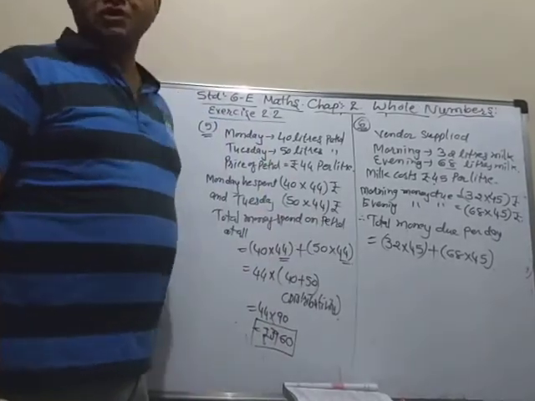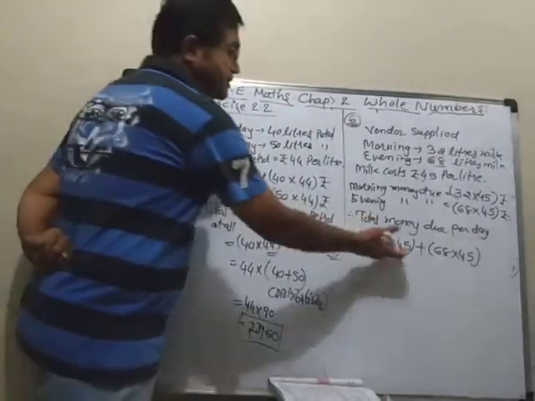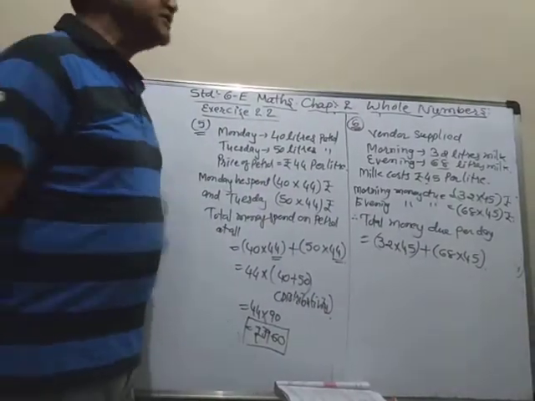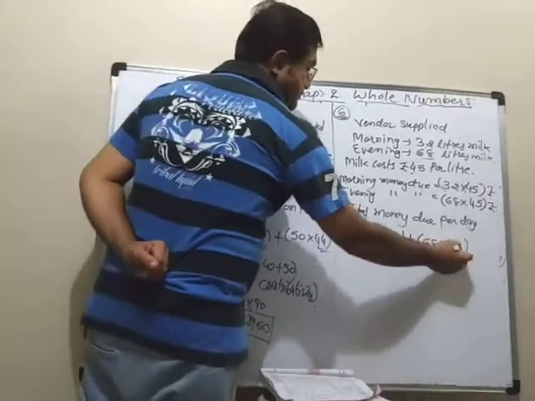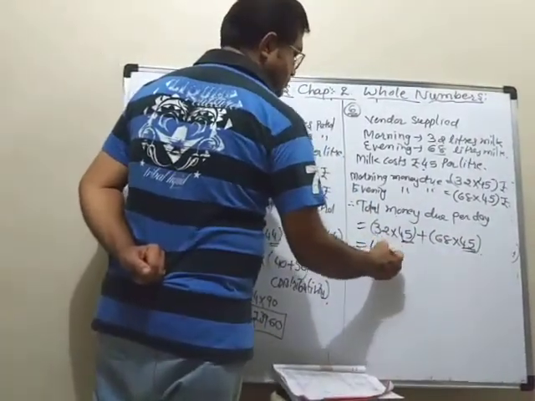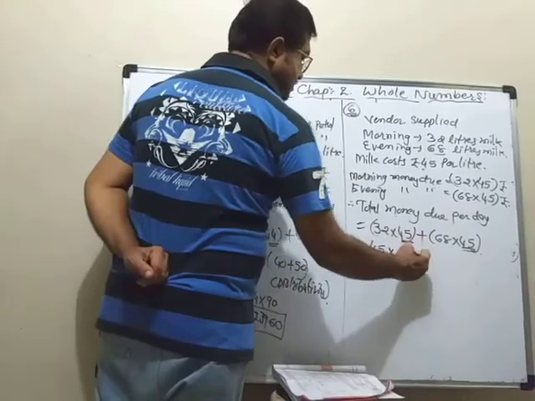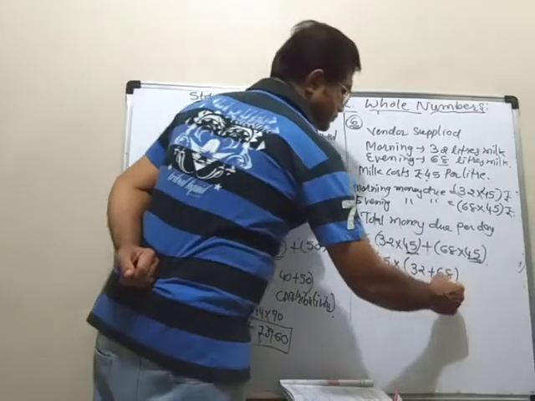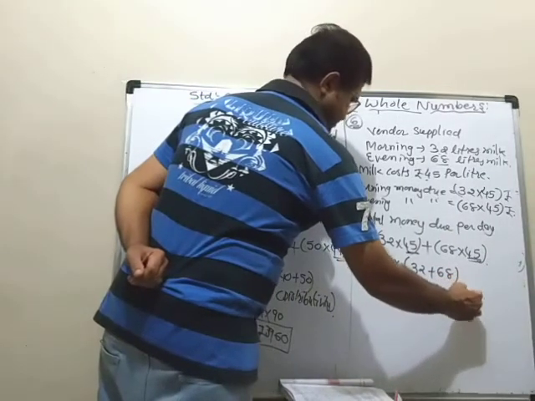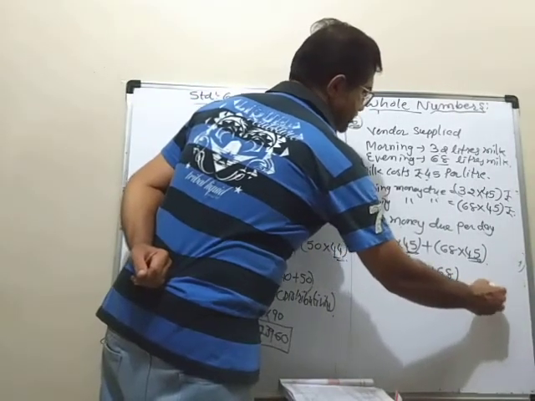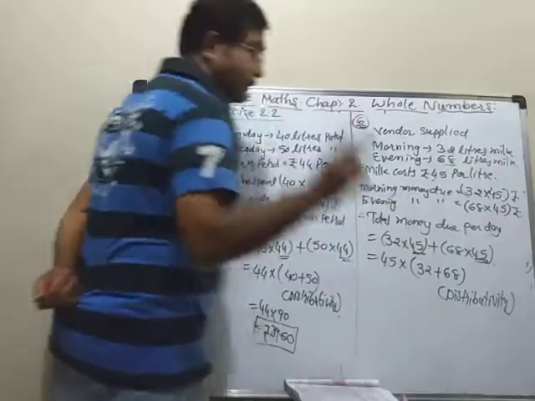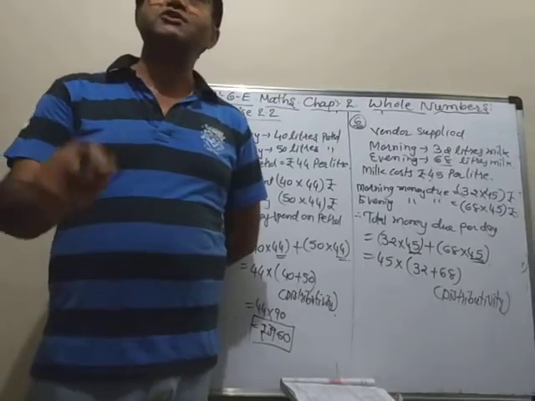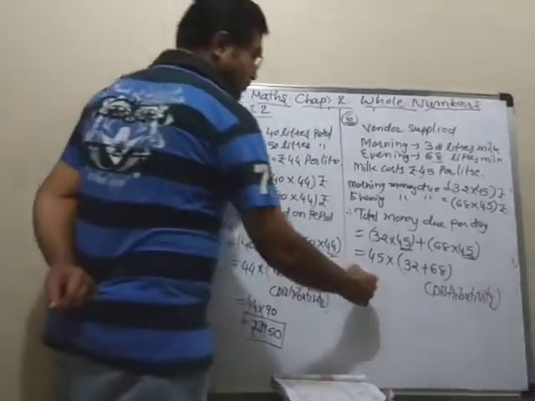So here also you will do the same. Because big multiplication takes time, rather we will use the distributive property. 45 we can write down outside, multiplied by 32 plus 68. We are using distributivity. Whenever you use any property, you mention that we are using that property. So now it is easier.